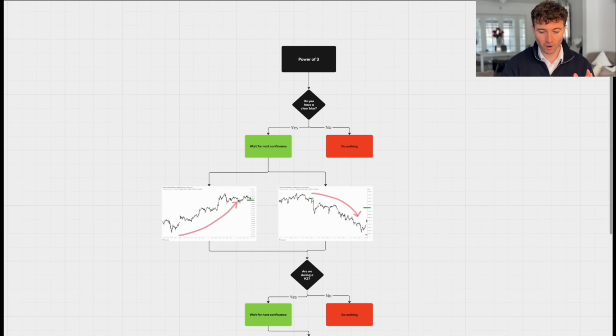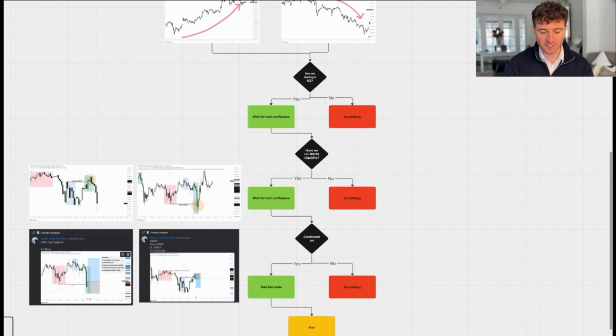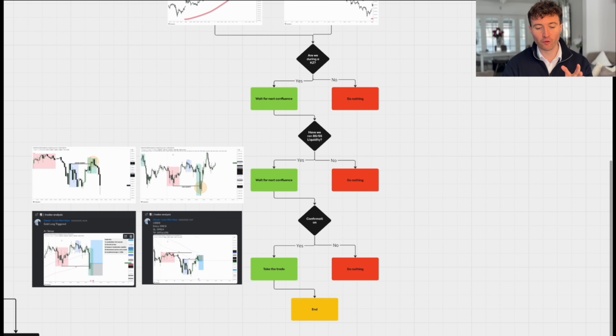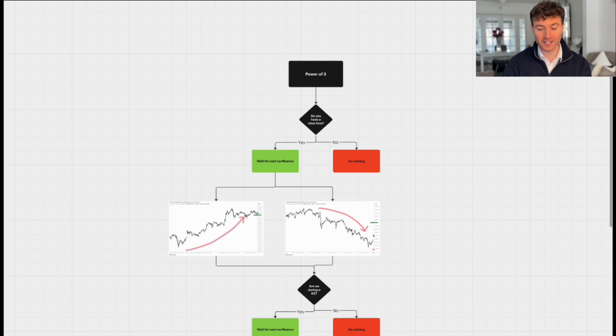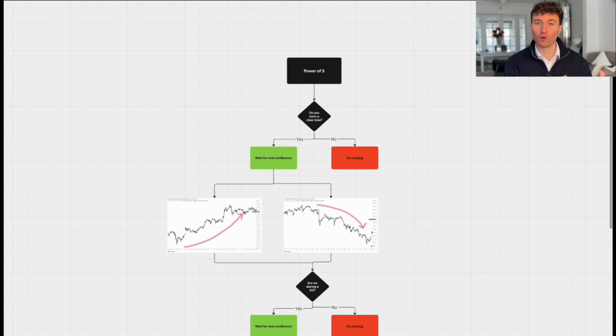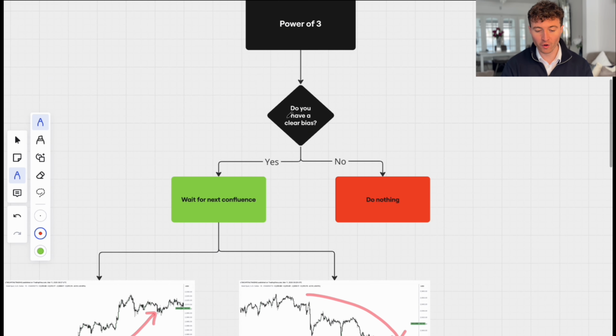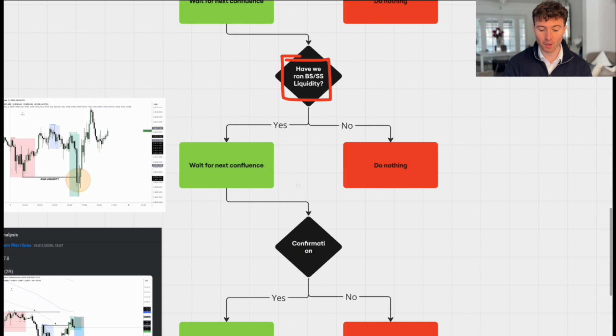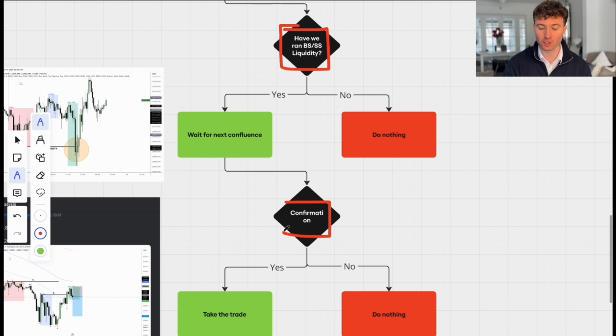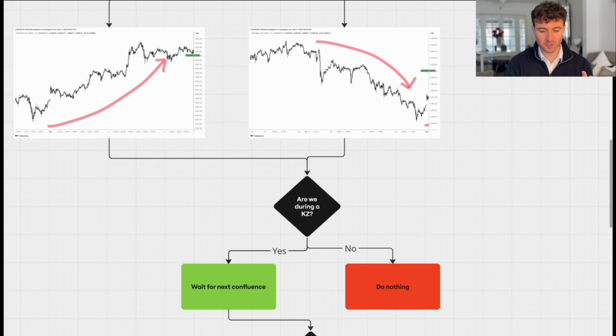Let's dive in. This right here is the easiest ICT trading system, and this is formally known as the ICT Power of 3. What I've done is break it down into a simple, easy to follow framework, and I've broken it down into 4 simple steps. Step number 1 is, do you have a clear bias? Step number 2 is, are we during a kill zone? Step number 3 is, have we run buy side or sell side liquidity? And step number 4 is our confirmation. So now let me break this all down step by step.